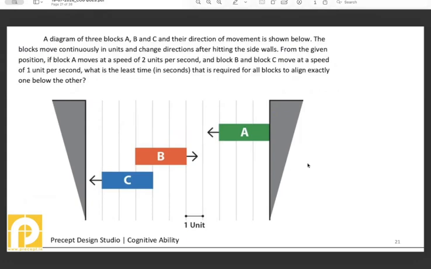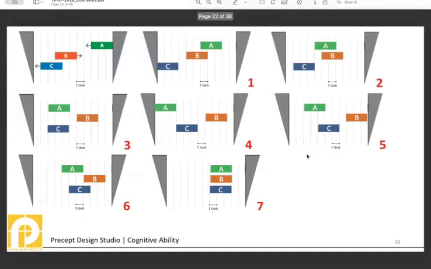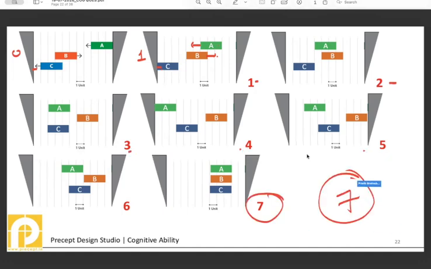This is 1 unit that is given here as a reference. So in this case, when you map the movement of these blocks, this is the 0th position. This will be the first position. So A will move this way, B moves this way, and C moves that way when it touches the wall. Then it moves back. The second, third, fourth, fifth, sixth, and then finally in the 7th position, they align each other like this. Okay. We'll now move to the next one.